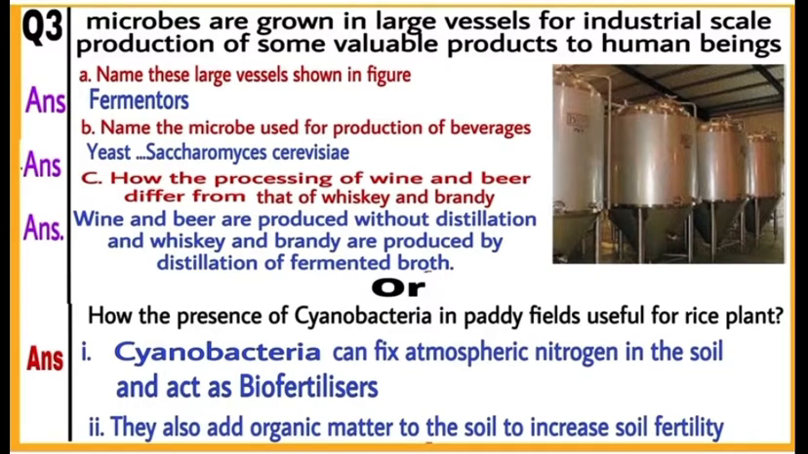See the next question. How is the presence of cyanobacteria in paddy fields useful for rice plant? Cyanobacteria like Anabaena, Nostoc and Oscillatoria can fix atmospheric nitrogen in the soil and act as biofertilizers. They also add organic matter to the soil to increase the soil fertility. Thus, they play important role in organic farming.